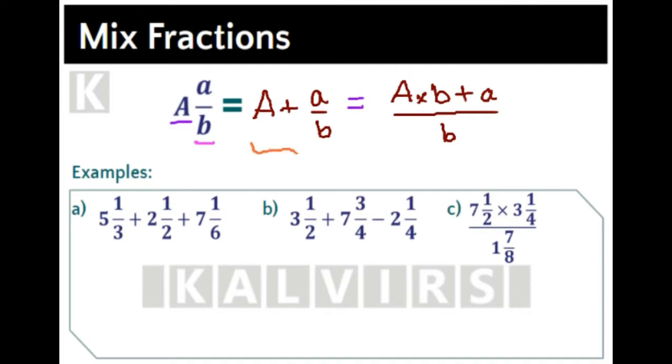Now, the first form will be useful to solve additions and subtractions between mixed fractions, and the second form is useful when we want to multiply or divide mixed fractions. In the example, it says: what is the value of 5 1/3 plus 2 1/2 plus 7 1/6?